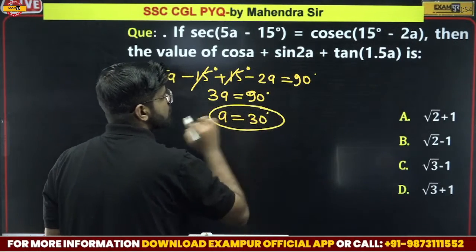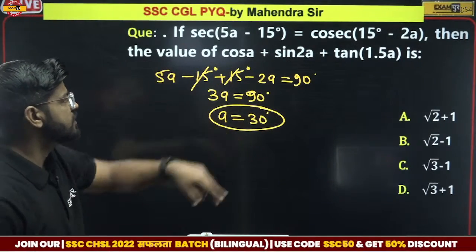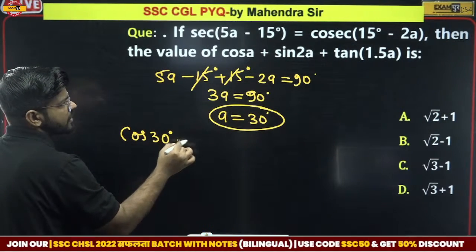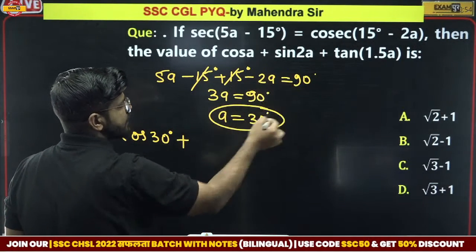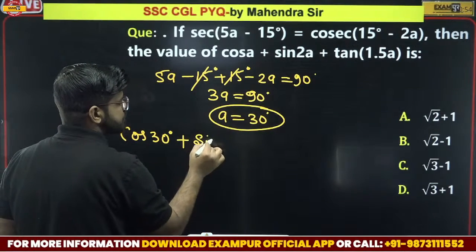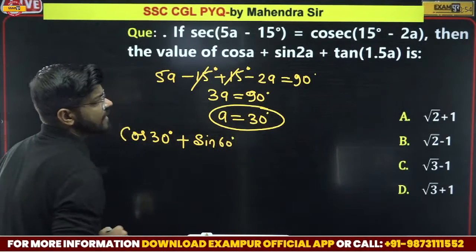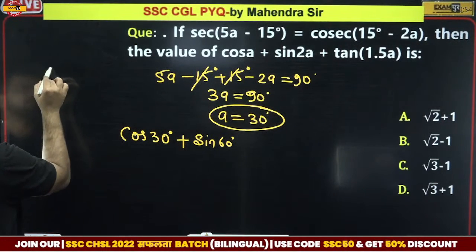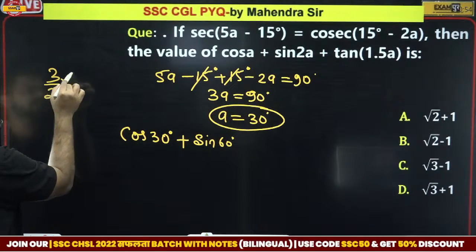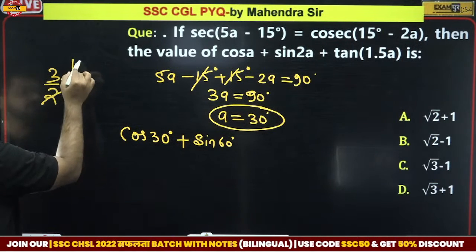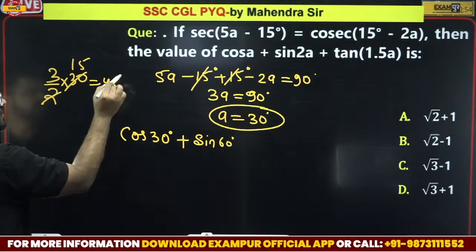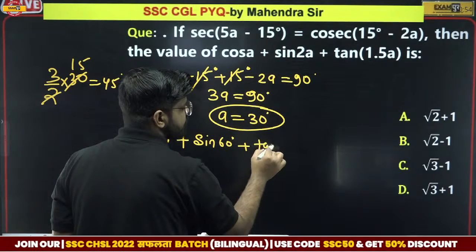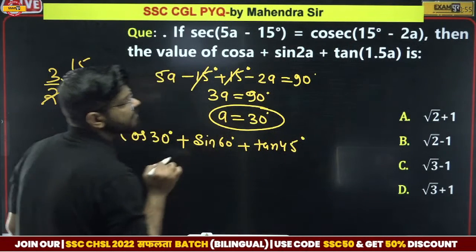Now if a is equal to 30 degree, we have to calculate cos a, that means cos 30, plus 2 sin 2a, that means sin 60 degree, and tan 1.5a. What is 1.5a? 1.5 is 3 by 2, and a is 30 degree. When we cancel it out, this will give you 45 degree. That means we have to calculate tan 45 degree. That's it.